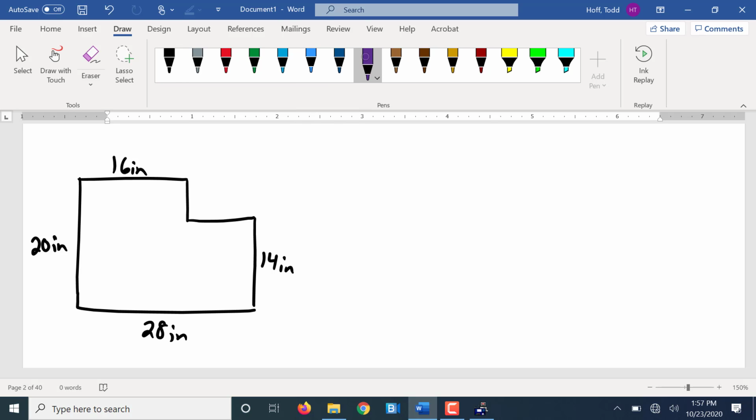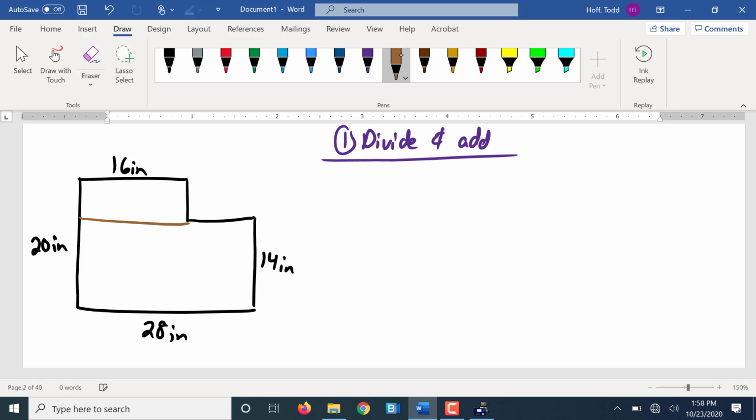There are two ways to find the area of a shape like this. One is to divide it up, and add the pieces together. What do I mean by that? Well, I can either cut it across here or I can cut it across here. And I have two pieces. So let's leave it cut like this.